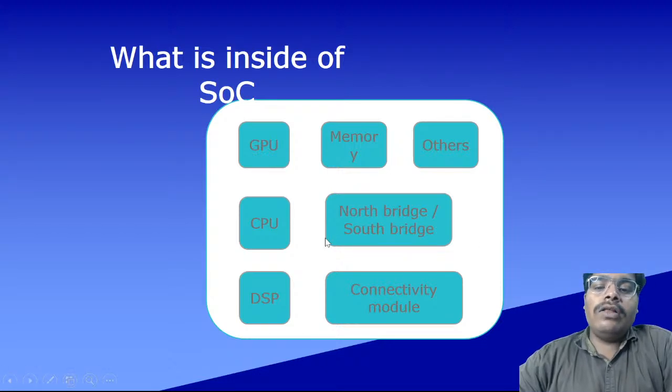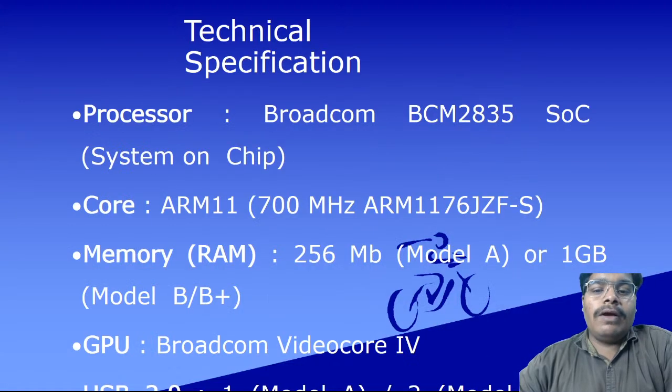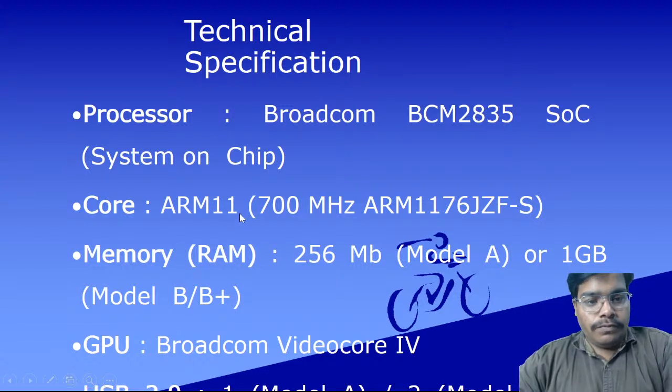You can find all the things presented inside. The graphic processor, memory, and all other things are present, and everything is mounted on a single board. So I call this Raspberry Pi an SoC board. The processor present in this Raspberry Pi is the BCM2385 system on chip processor, and ARM Core 11 is present.